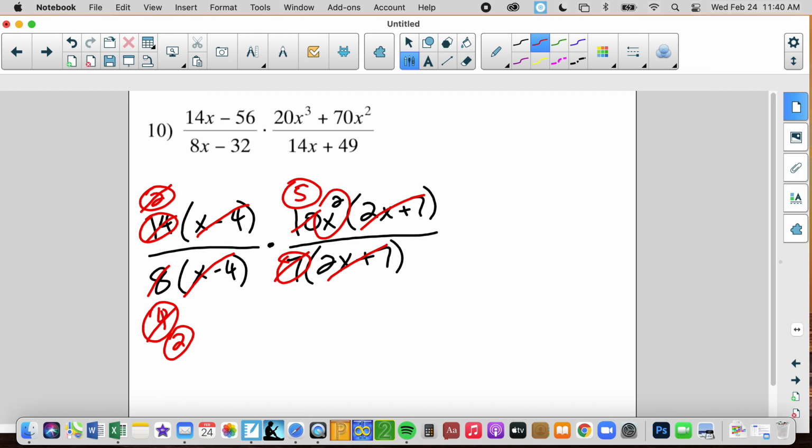I've got this x squared here. And notice that I circle, and that gives me the opportunity to just keep track of what's left over. So I don't have anything left over in the top left. Top right, I have a 5x squared. Bottom left, I have a 2. Bottom right, I have nothing. So I'm left with 5x squared over 2.